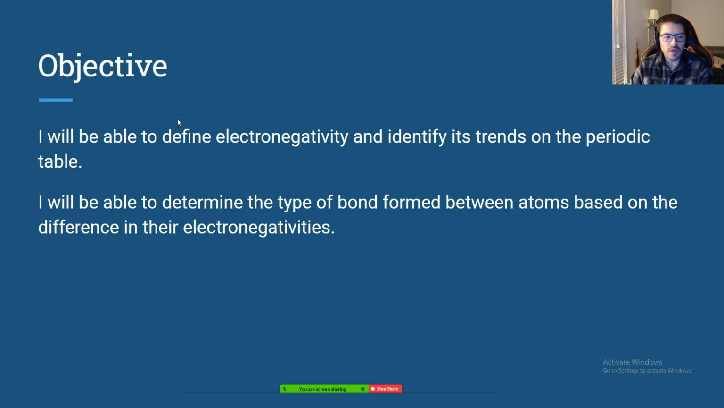So your objective for today, two things really. The first one is pretty simple. We're going to be able to define electronegativity, figure out what this is, and identify its trends on the periodic table. We're also going to be able to determine the type of bond formed between atoms based on the atoms' electronegativities and the difference in their electronegativities. Okay, and we'll get some practice with this towards the end of the video.